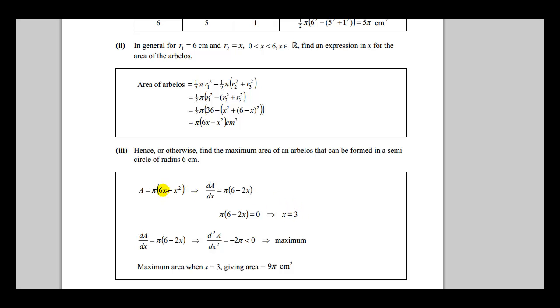As a matter of fact, the minimum would occur when x is 0. If you plug 0 in for x, you get A equals 0. So the minimum value that the area can be is 0. So it's pretty clear from the context that x equals 3 must give us the maximum area of the Arbelos.